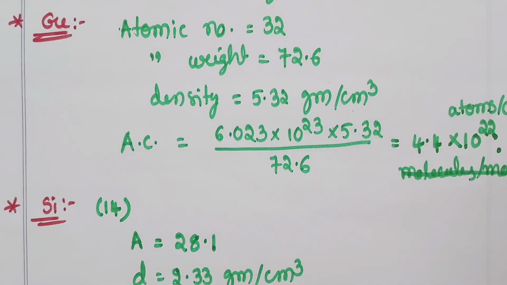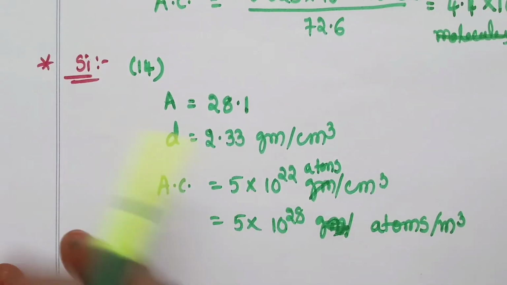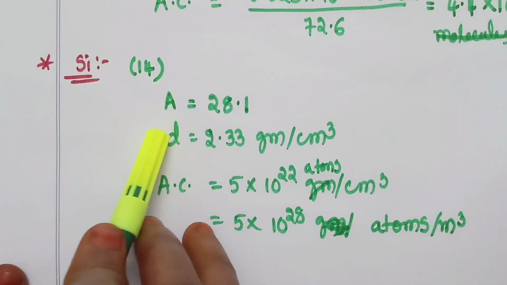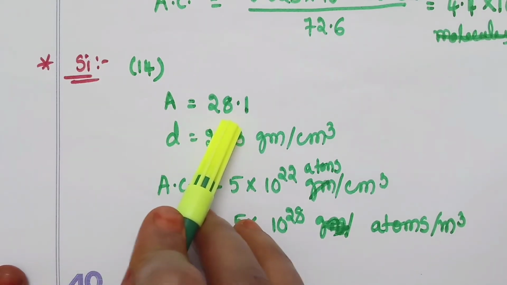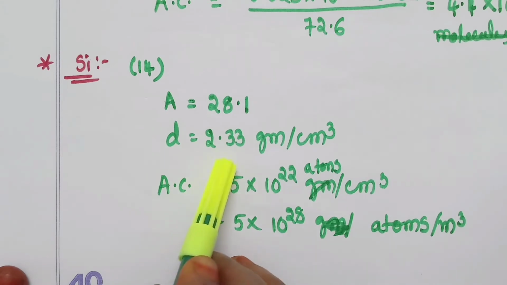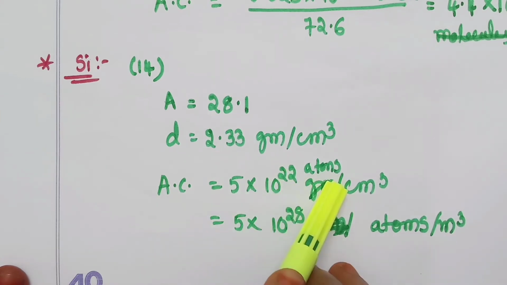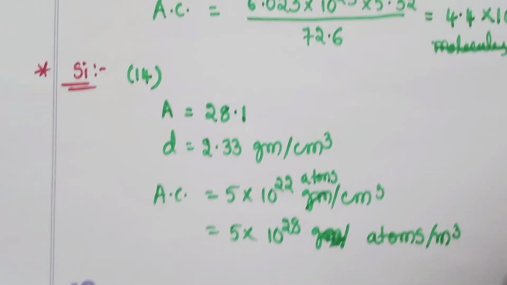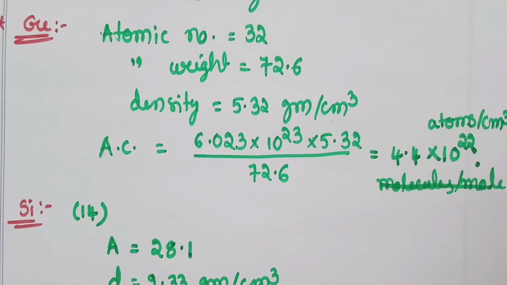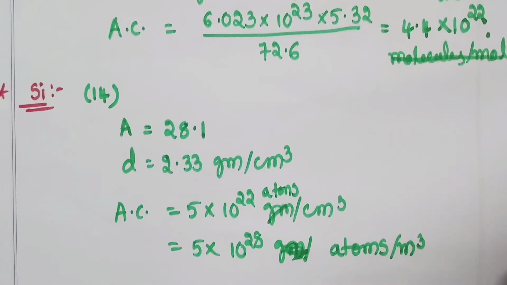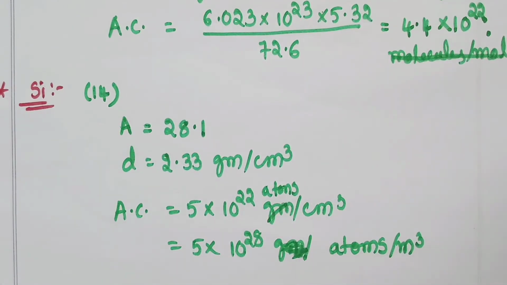Whereas this can be defined for silicon as its atomic number is 14 and its atomic weight is 28.1 and density is 2.33 grams per centimeter cube. So we get the atomic concentration of silicon as 5 into 10 to the power of 22 atoms per centimeter cube or 5 into 10 to the power of 28 atoms per meter cube. These parameters are very useful in solving the problems as well as for all kinds of competitive exams. This has to be remembered forever.